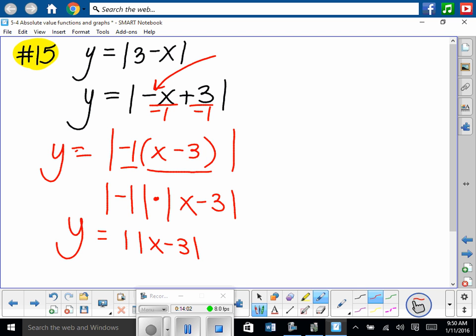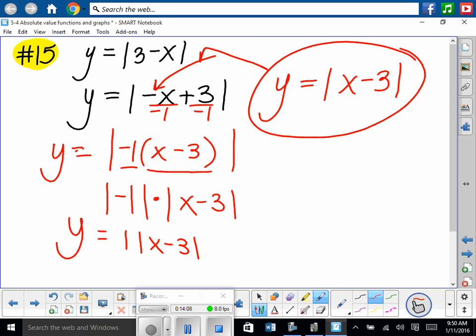So our final answer would be y is equal to the absolute value of x minus 3. Guys, this is equal to this. I just manipulated it and rewrote it in a prettier form. Does that make sense, everybody? So we got to get good at rewriting these in a prettier form.